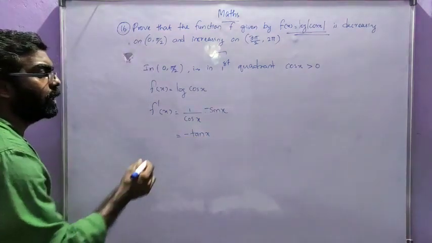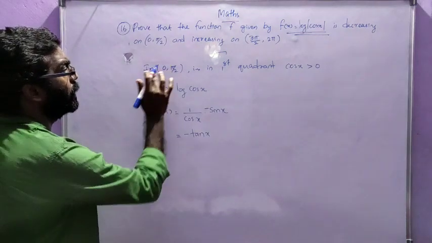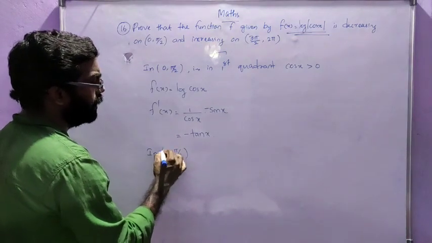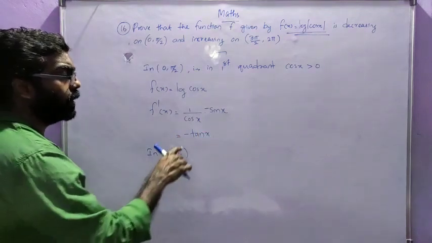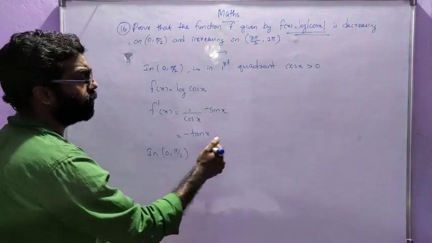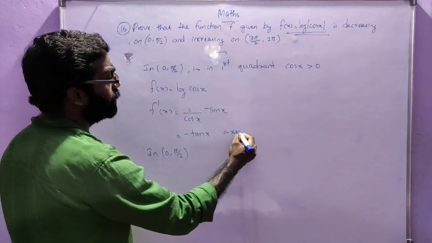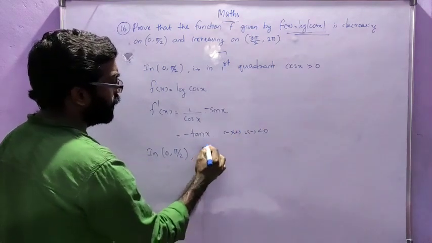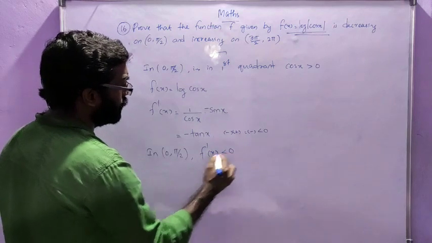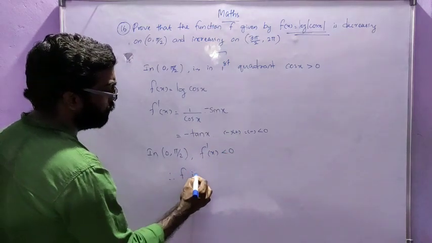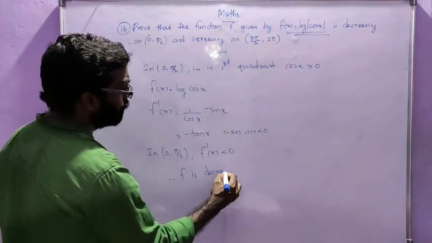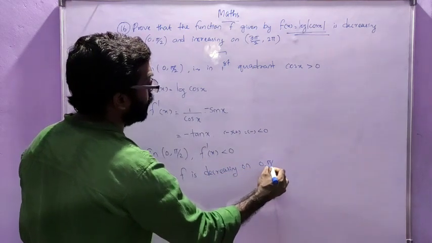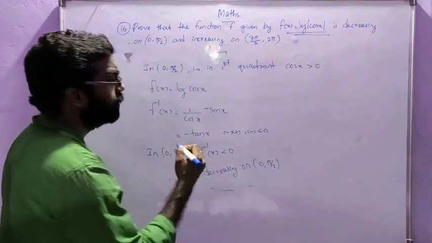Now we have to check the sign of f dash of x in the first quadrant. So in (0, pi by 2), or in the first quadrant, tan x is positive, but here there is a minus sign. So minus into plus. Minus into plus is what? Minus, which is less than 0. So f dash of x is less than 0. Therefore f is decreasing on (0, pi by 2). Okay.